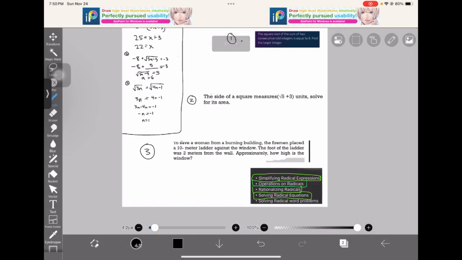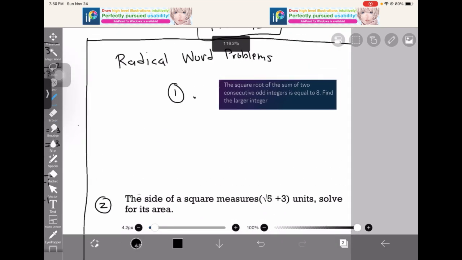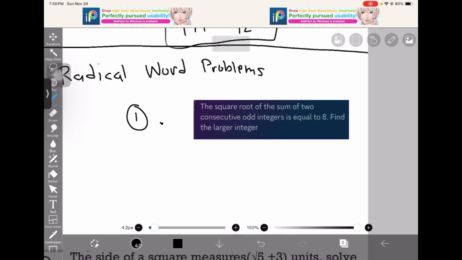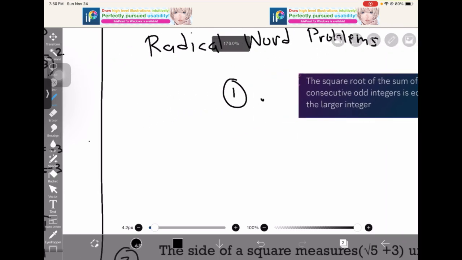Okay, for our last topic, we're gonna solve radical word problems. I have 3 different types of problems that we may encounter during the test. So here's how to solve each and every one of them. First is the square root of the sum of 2 consecutive odd integers is equal to 8. Find the larger integer. We're gonna use the RESA method.